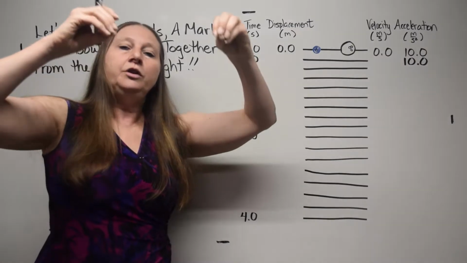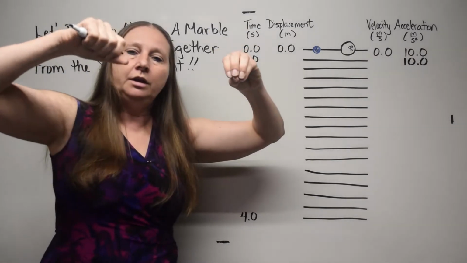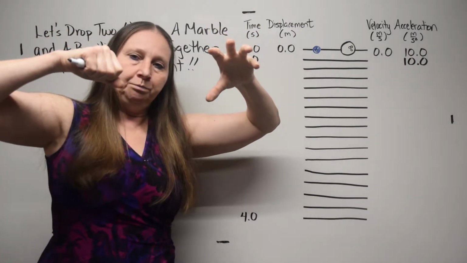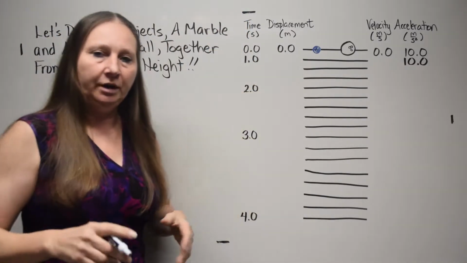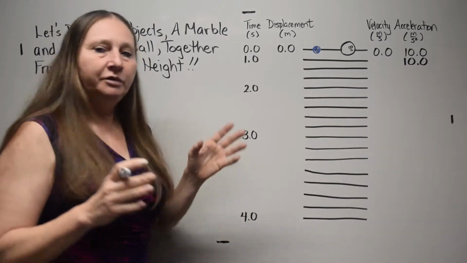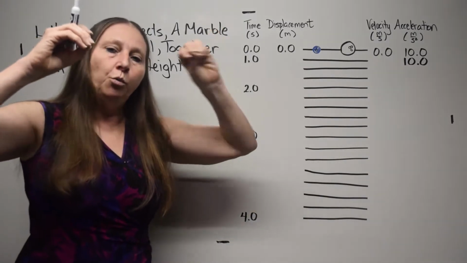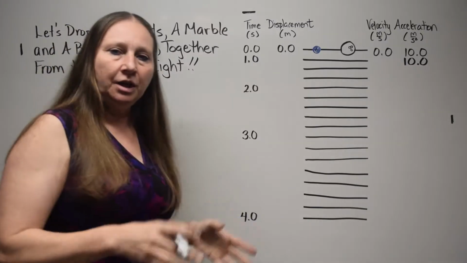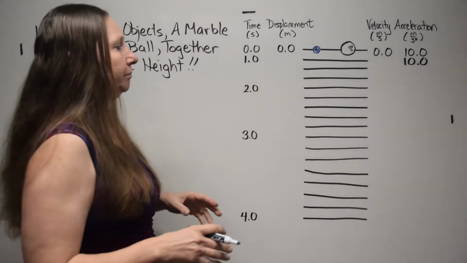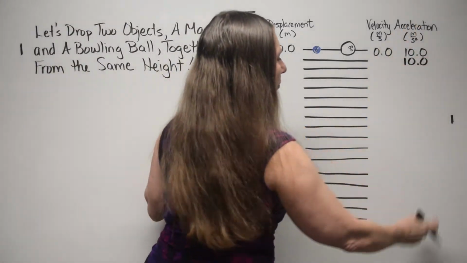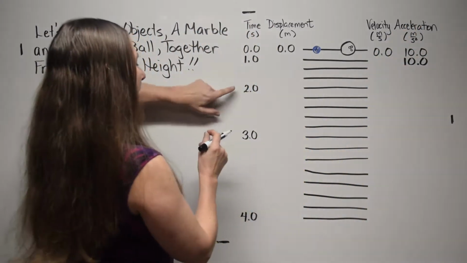In other words, even though I'm holding the marble and the bowling ball, the Earth is still pulling on them. So they are still experiencing an acceleration of 10, even when I'm holding them, waiting to let them go. The acceleration due to gravity, little g, is constant. So now all the way down, the acceleration is constant.